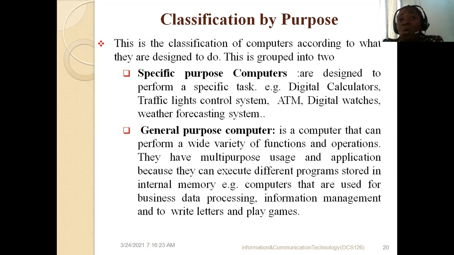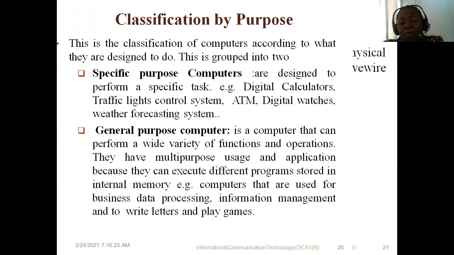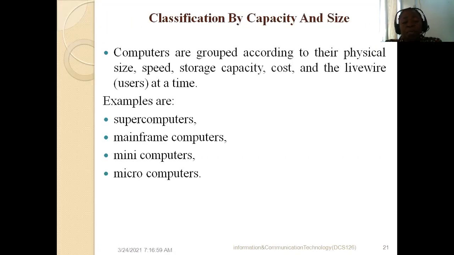You can even use it to watch movies. You can use it to listen to music, to play music. So a lot, that's a general type of general purpose computer. Then there is the second classification of computers, that's by capacity and size.